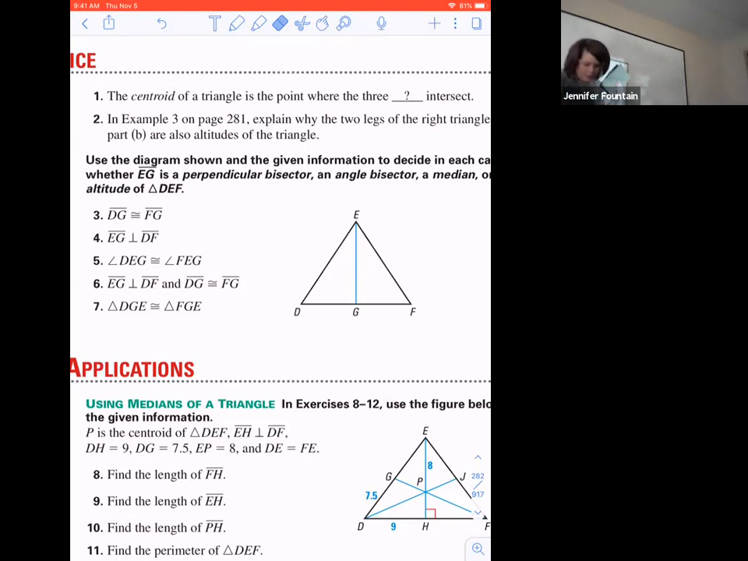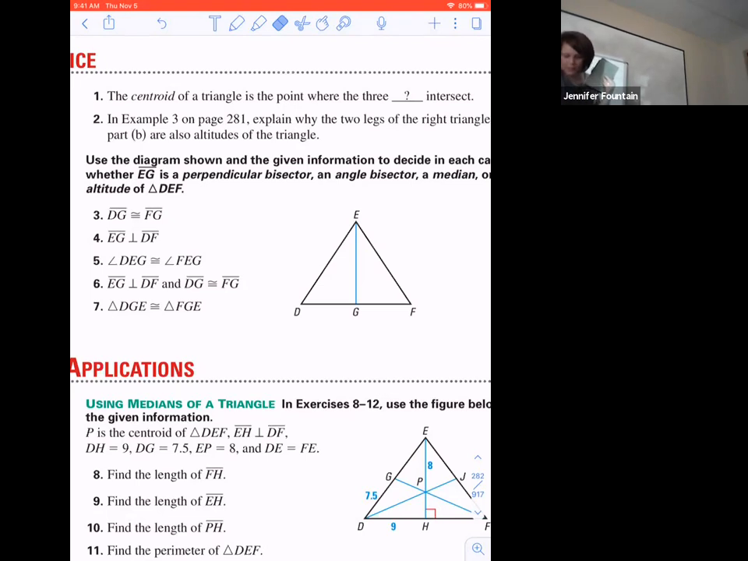And then finally, triangle DGE is congruent to triangle FGE. That would be altitude, and median, and all of them. Yeah, all of them can show us that. Triangle DGE is congruent to triangle FGE. And so it's going to be all of them.